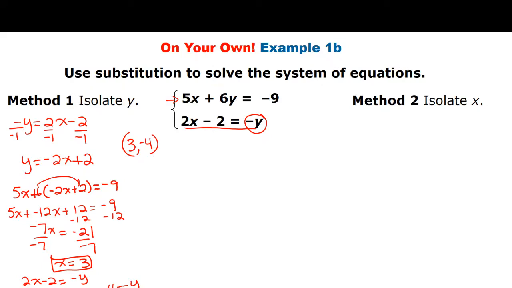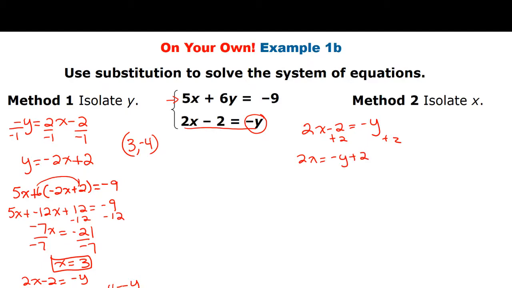Okay, so now we're going to isolate for x, and you're going to see this one's a little bit messier, so let's just give it a try. So again, I'm going to isolate x. I'm going to start with the one that seems a little easier to me, and that would be 2x minus 2 equals negative y. And we're going to isolate x, so let's add 2 to both sides. So we have 2x equals negative y plus 2.